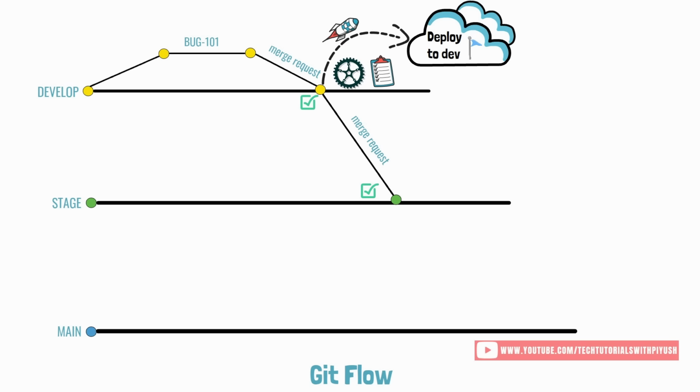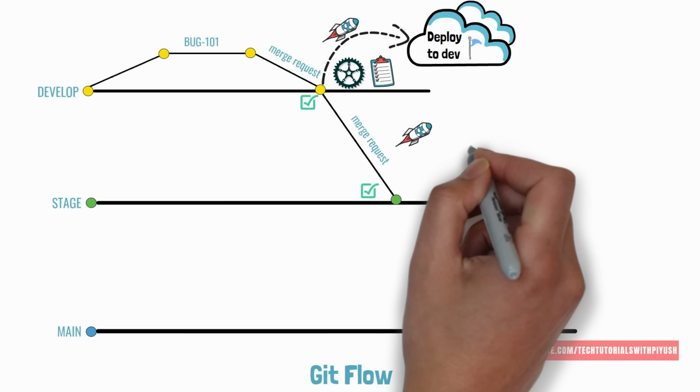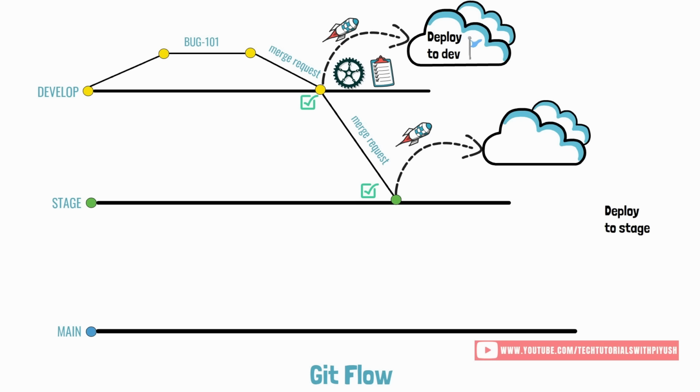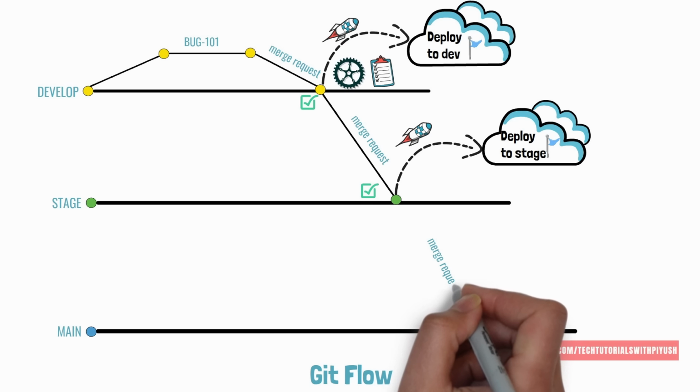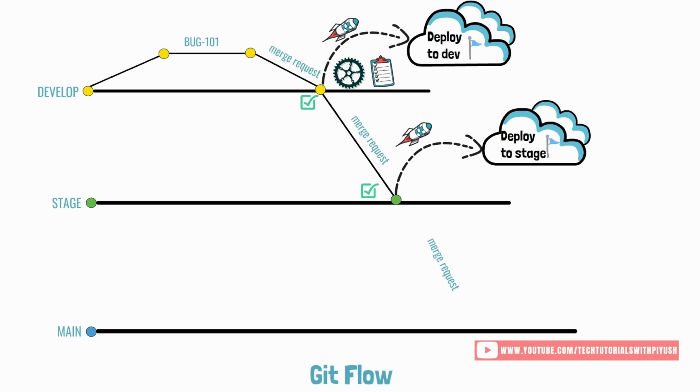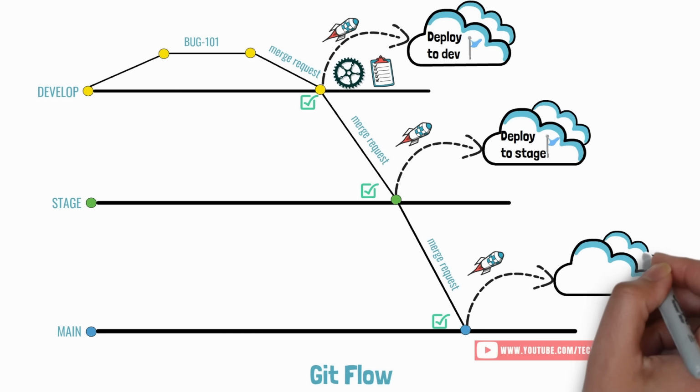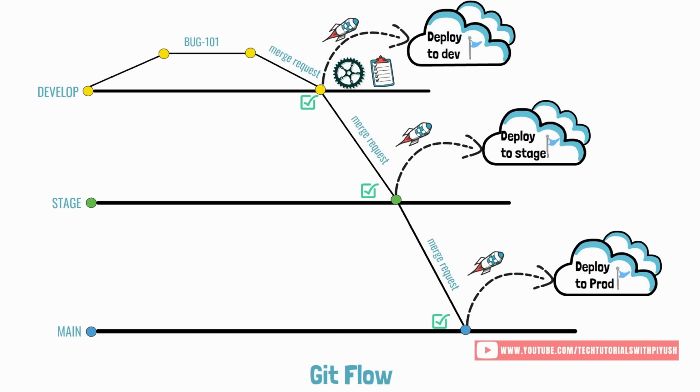Then a new merge request is created to merge the same into the stage branch. Once it is reviewed and approved, the deployment to the stage environment gets triggered. Then a new merge request gets created to merge the same into the main branch. Once it is reviewed and approved, deployment to the production environment gets triggered, and this completes our Git flow.